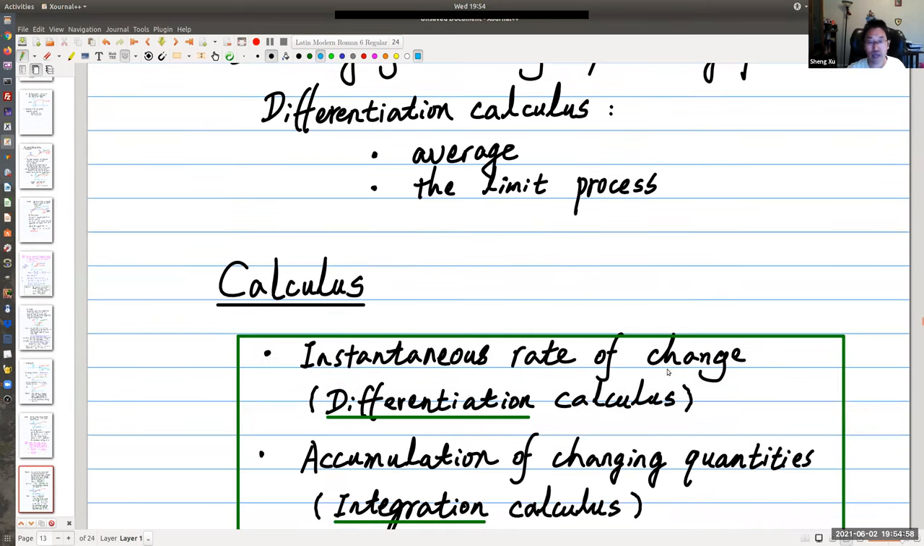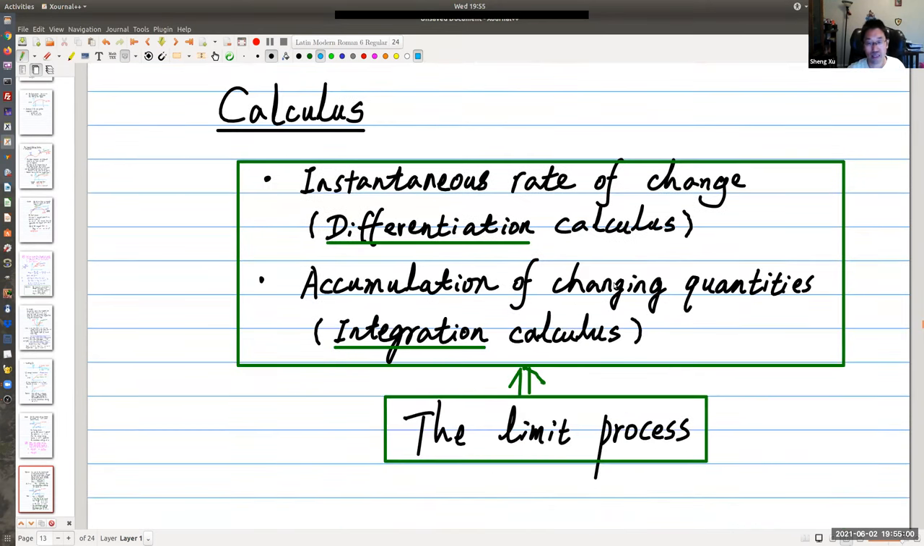Now I think you can understand these two sentences better. What is calculus about? It's about instantaneous rate of change, or the instantaneous velocity, the slope of the tangent line. This part is called differential calculus. It is also about accumulation of changing quantities. For example, you have a curve and you want to compute the area under that curve. That is an accumulation, and that part is called integral calculus.